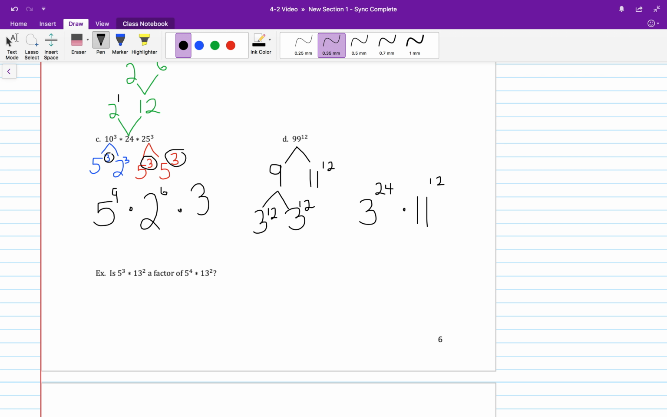Down here I want to know if 5 to the 3rd times 13 squared is a factor of 5 to the 4th times 13 squared. Well, remember, factors are smaller numbers. For instance, 3 is a factor of 9. What we want to know here is if 5 to the cubed is a factor of 5 to the 4th. It's a smaller number. Just like I could say 5 is a factor of 25. 5 is 5 to the 1st, and 25 is 5 squared. So the answer to this is yes.